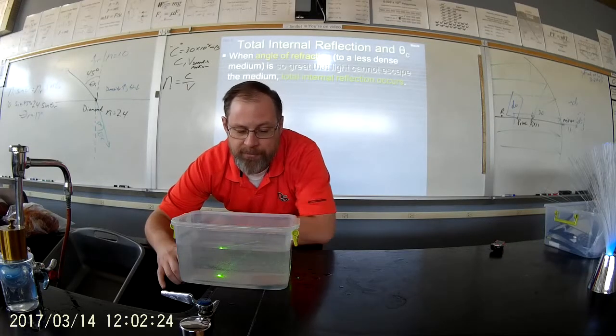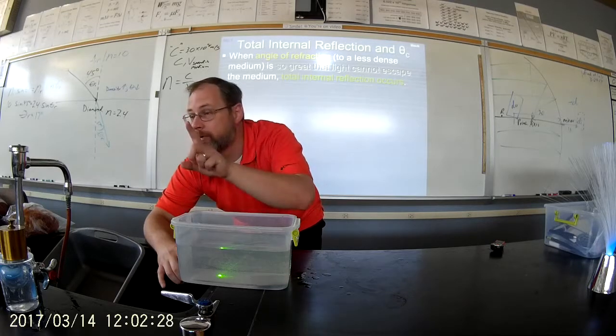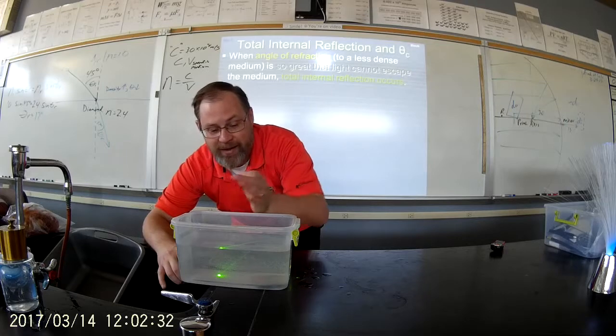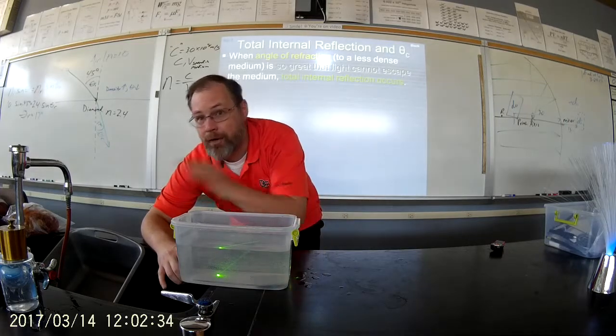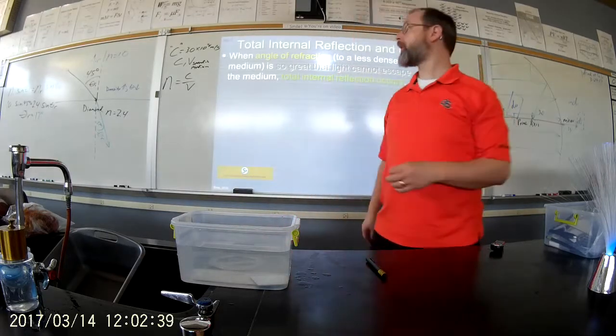Because if density goes down, angle will go up, right? But when the angle gets to 90 degrees, it can't exceed 90 degrees. It can't cross the normal. So that's what happens with total internal reflection.